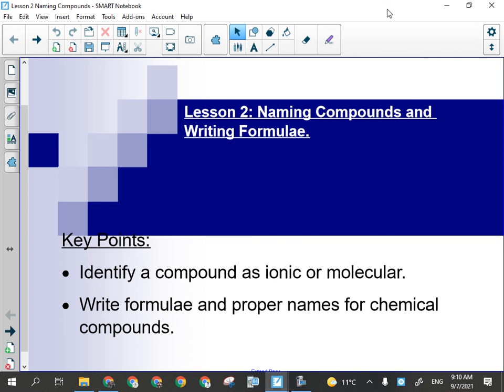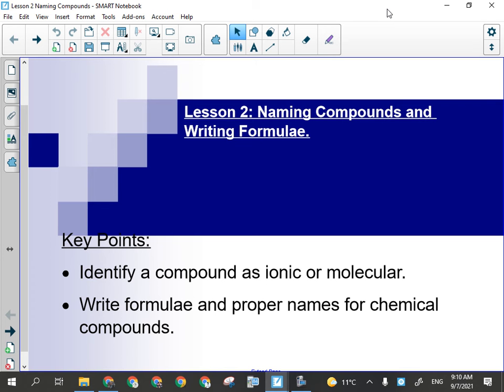So hopefully, naming ionic compounds, at least simple binary ones, is going to be a review for you. You should have learned how to do this during Science 9. But who knows, with the pandemic and whatever else happened, whether that was something that you got to or not. Hopefully it is, because it's pretty important.